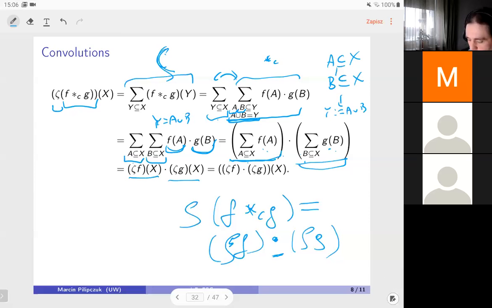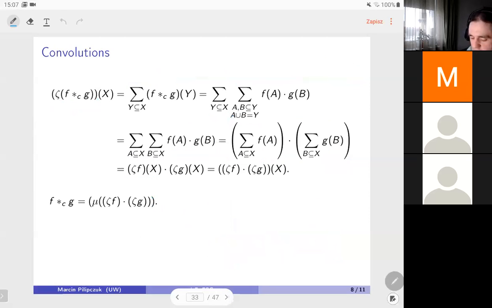And we also know that if you apply Möbius in front of it, these two cancel out. So what you get there is that if you want to compute the cover product, you can apply zeta to both coefficients of the cover product, make a pointwise multiplication, and then apply Möbius to get rid of the zeta in front.